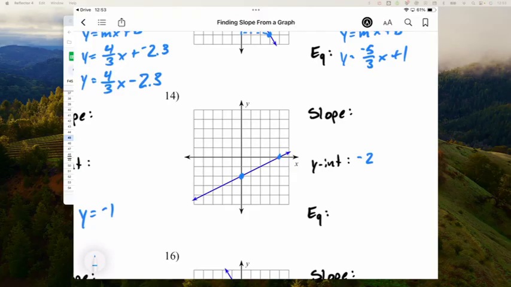We need to find other perfect corner where it matches the grid with the perfect corner, so let's do these 2 points. Up 2, to the right 4. 2 over 4 simplifies to be 1/2. Y equals mx plus b. Y equals 1/2 x plus a negative 2. We need to fix those signs up. 1 over 2x minus 2.